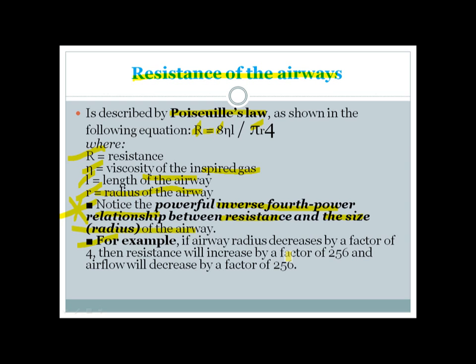For example, if the airway radius decreases by a factor of 4, the resistance will increase by a factor of 256, because 4 to the power 4 equals 256. So this will be an increase in resistance of 256 times. And as the airflow is inversely related to the resistance, the airflow will decrease by a factor of 256. So if you decrease the radius of the airway by 4 times, the airflow decreases 256 times, and vice versa. If you increase the radius of the airway by 4 times, it will increase the airflow by 256 times.